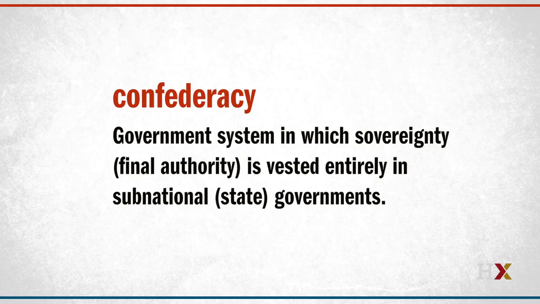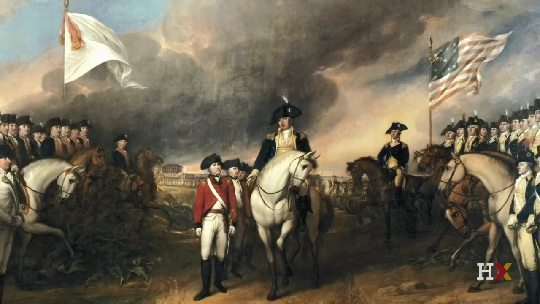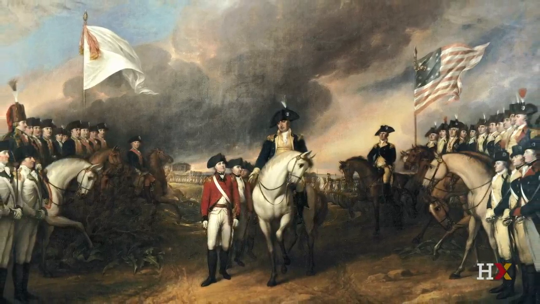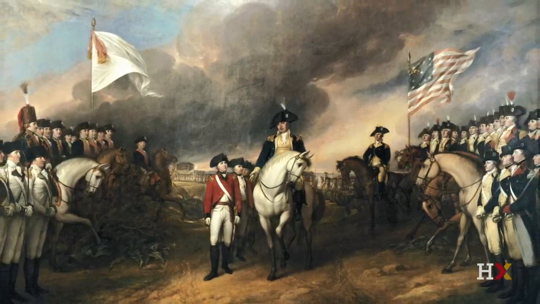This form of government is called a confederacy. In it, sovereignty, final authority, is vested entirely in the subnational governments. The national government has no authority except what they grant to it. The government of the Articles held together during the Revolutionary War. Separately, the states knew they had no chance of defeating the British. But after the war, the country began to unravel.